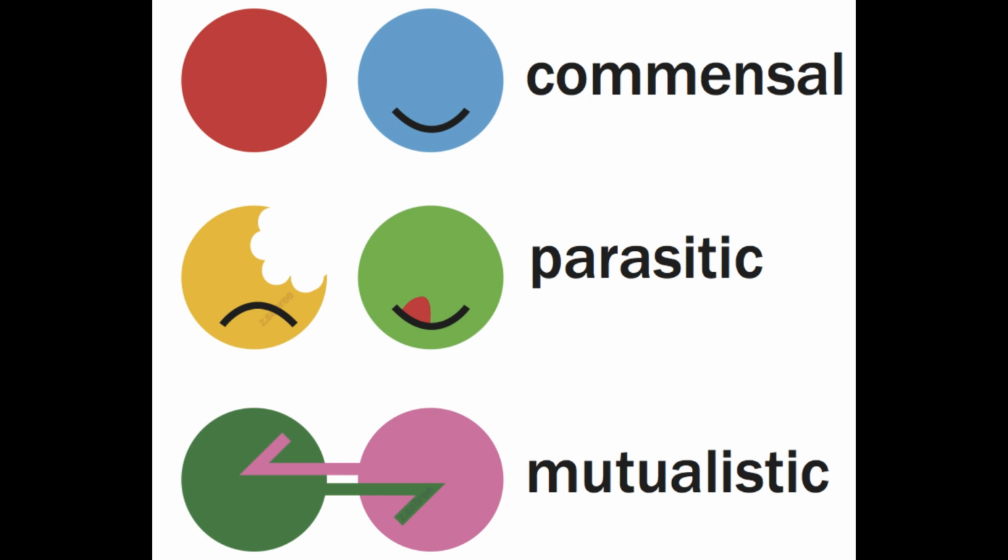Neutralism. Neither side is affected. A goldfinch eats seeds and a flycatcher eats insects in the same area. Competition. Both sides suffer. Gray squirrels and blue jays compete for acorns. And mutualism, where both benefit. A bee collects pollen and pollinates flowers by traveling from one flower to another.